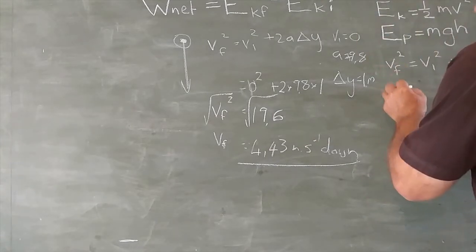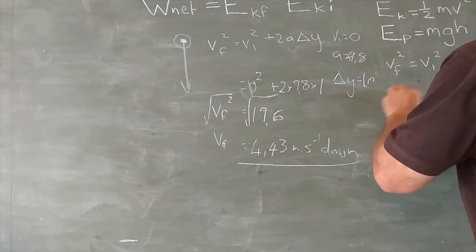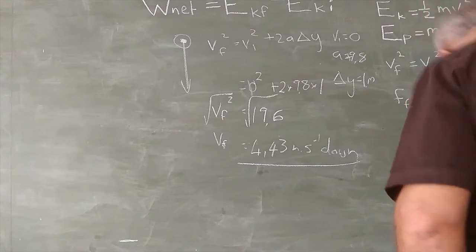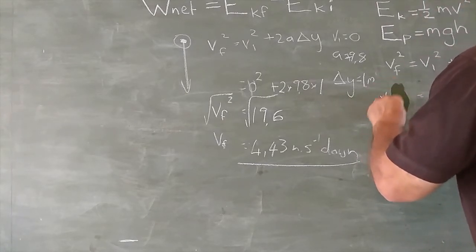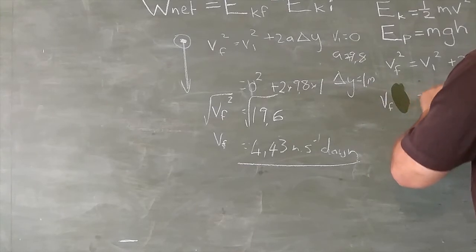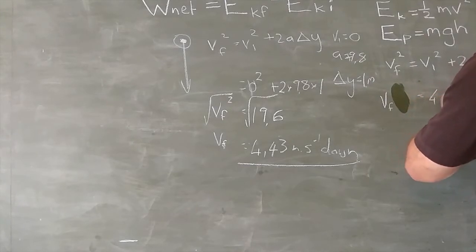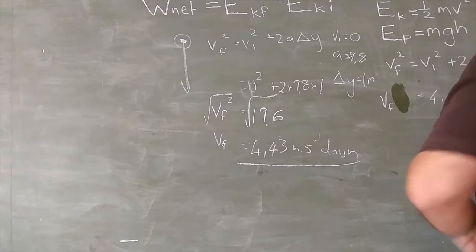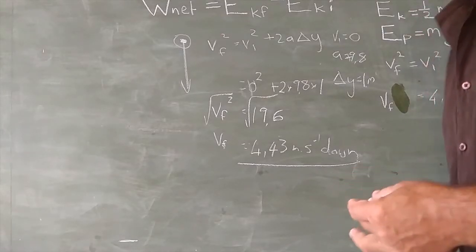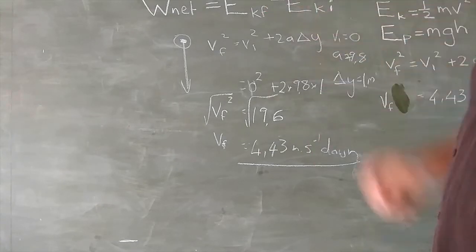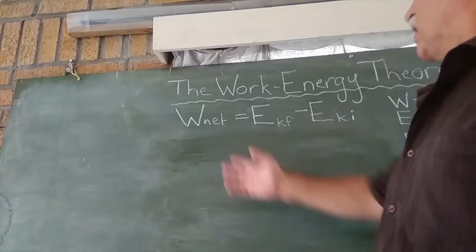Let's write it down here. V final equals 4,43. Right, so let's get rid of this now and do it using the work-energy theorem.